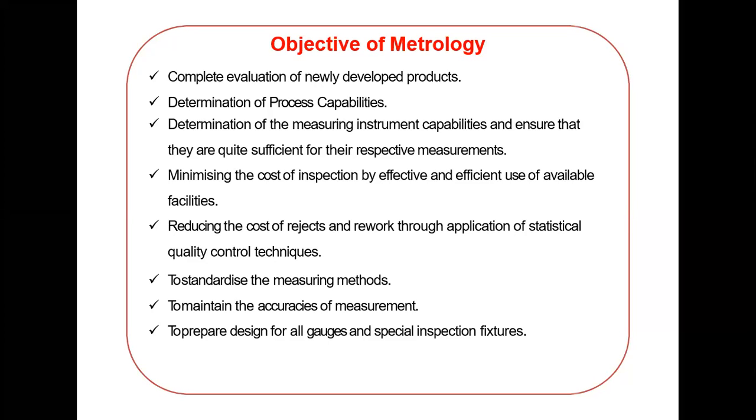Next, to prepare designs for all types of gauges and special inspection fixtures. These gauges can be designed and prepared for the measurement only, and special inspection fixtures also can be designed in this preparation. So these are all the different types of objectives of metrology in the measurement standard system. These are all the elements and objectives to be satisfied in the measurement standard system.